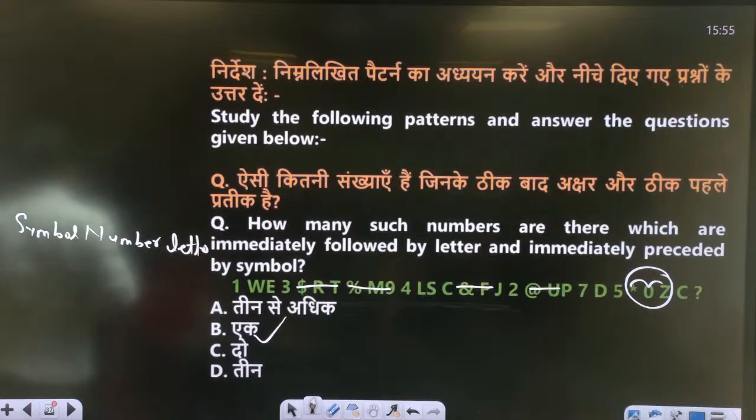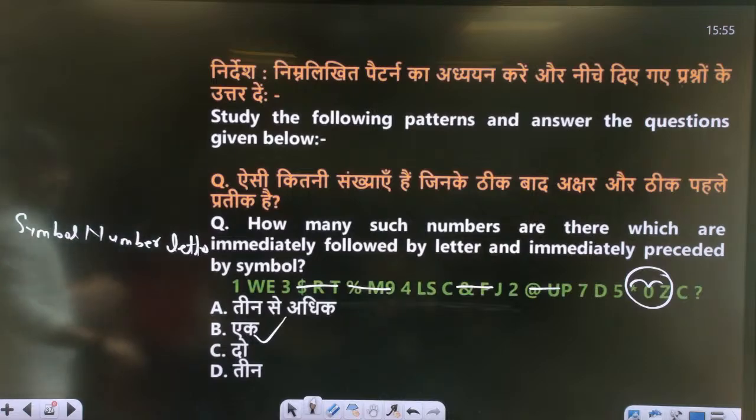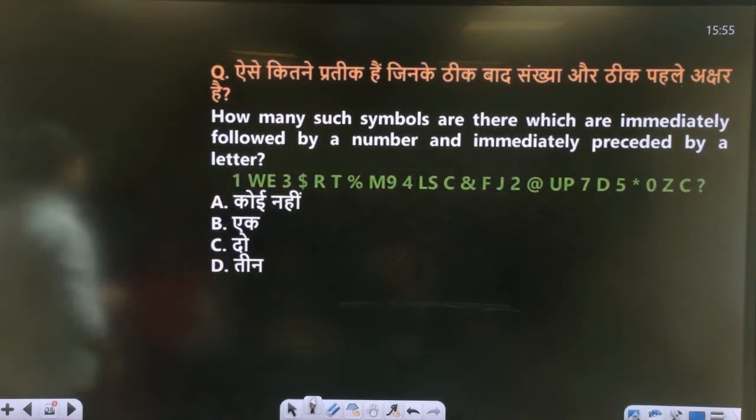Is it clear or not? Is it easy? Is it easy or not? This one is easy. Please give the answer of this question.